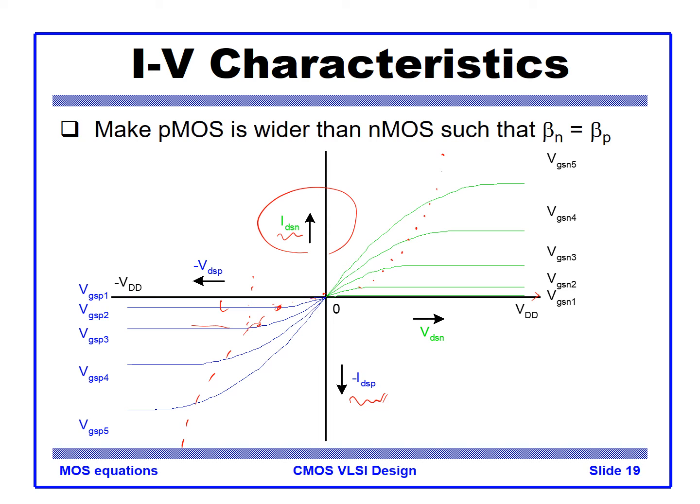So typically PMOS we draw wider because of the mobility difference. We assume that mu n over mu p is approximately 2, so we draw a 2x larger W in the PMOS than in the NMOS.